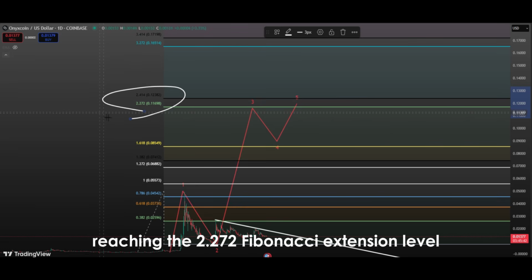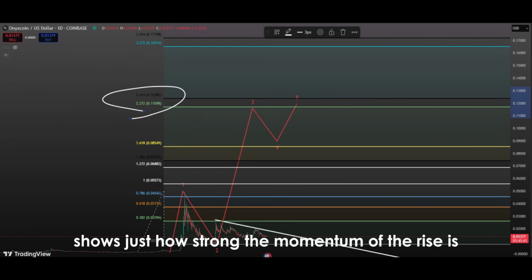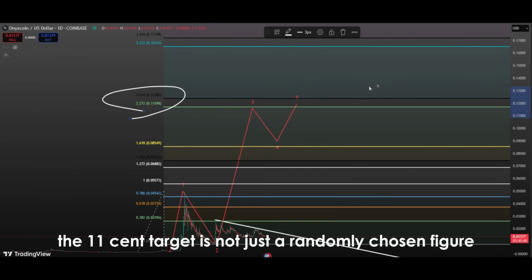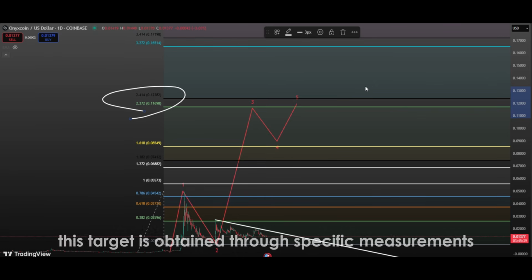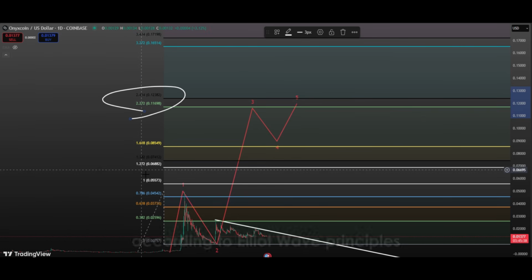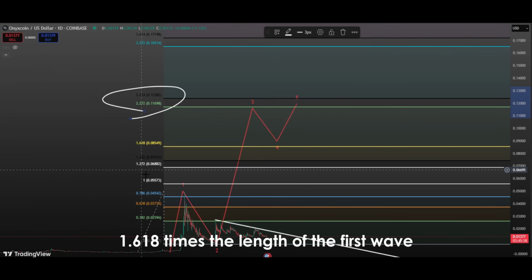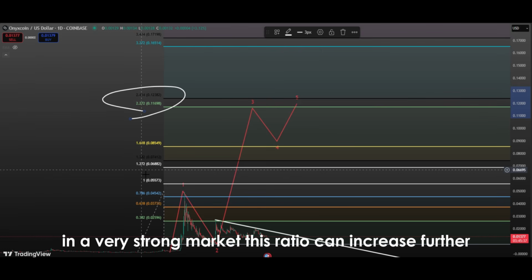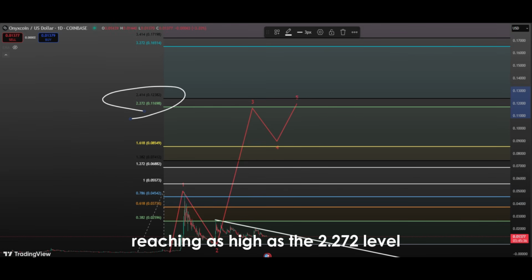Reaching the 2.272 Fibonacci extension level in particular shows just how strong the momentum of the rise is. The 11-cent target is not just a randomly chosen figure. This target is obtained through specific measurements in technical analysis. According to Elliott wave principles, the third wave is usually 1.618 times the length of the first wave or more. However, in a very strong market, this ratio can increase further, reaching as high as the 2.272 level.